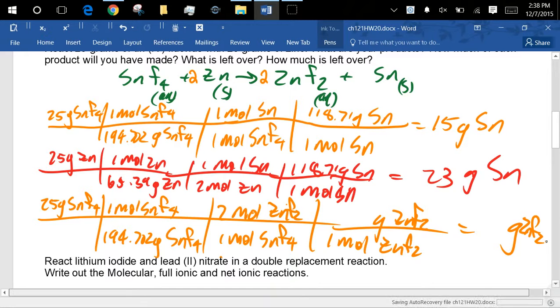All right, so 65.39 plus 18.998 times 2. So this is 103.386 times 2 times 25 divided by 194.702. I get 26 and a half.